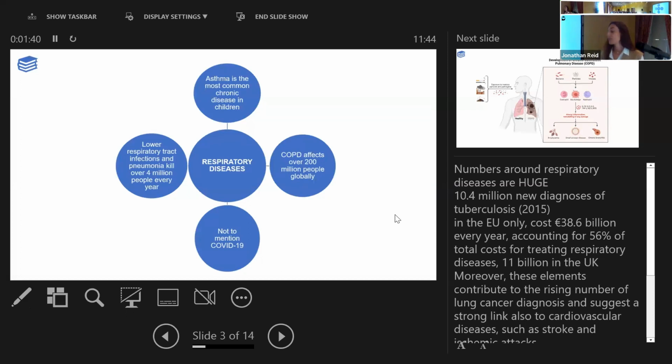The numbers around respiratory diseases are huge. They account for roughly 10 million, 14 billion in the EU and 11 billion pounds in the UK is the cost that we need to account for treating respiratory diseases. And the situation is not predicted to get any better due to air pollutants and, hopefully not, other viruses that can circulate, but that is a real possibility.